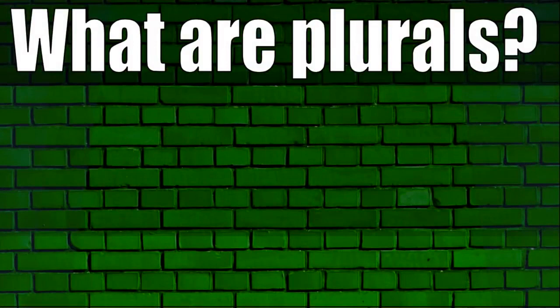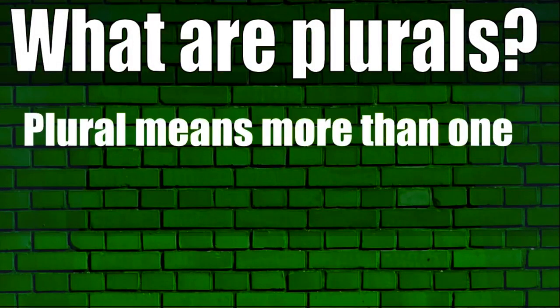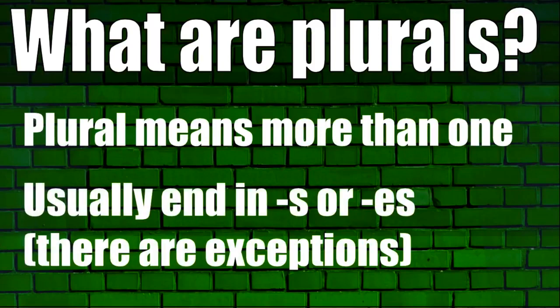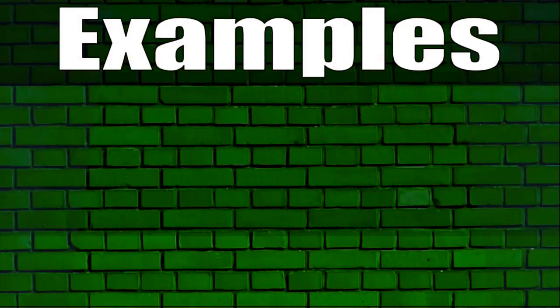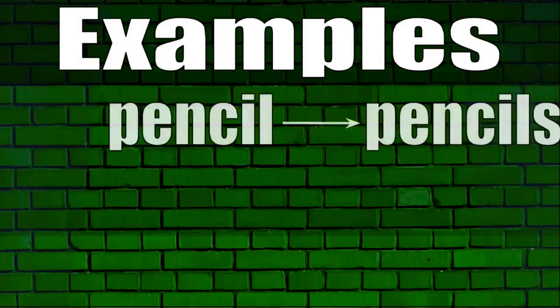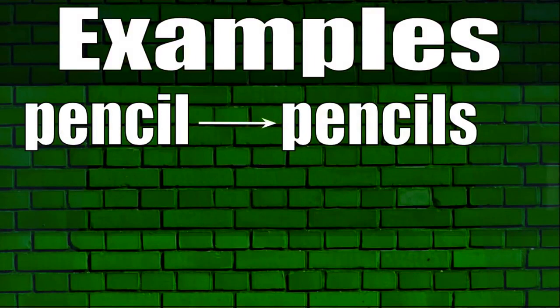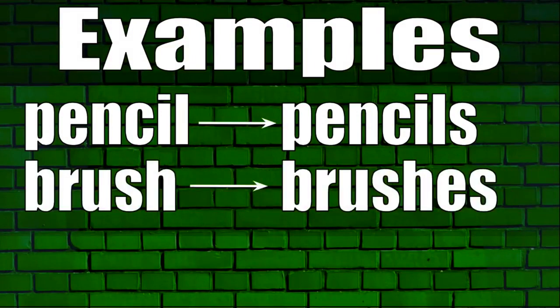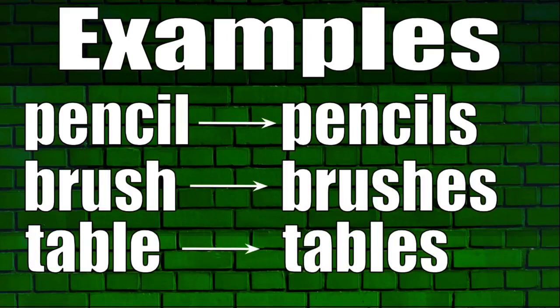The next section is plurals. What are plurals? Well, plural just means more than one. In English, a plural usually ends in s or es, but there are of course some exceptions to this rule. Here's a few examples of plurals. The plural of pencil is pencils. The plural for brush is brushes. The plural for table is tables.